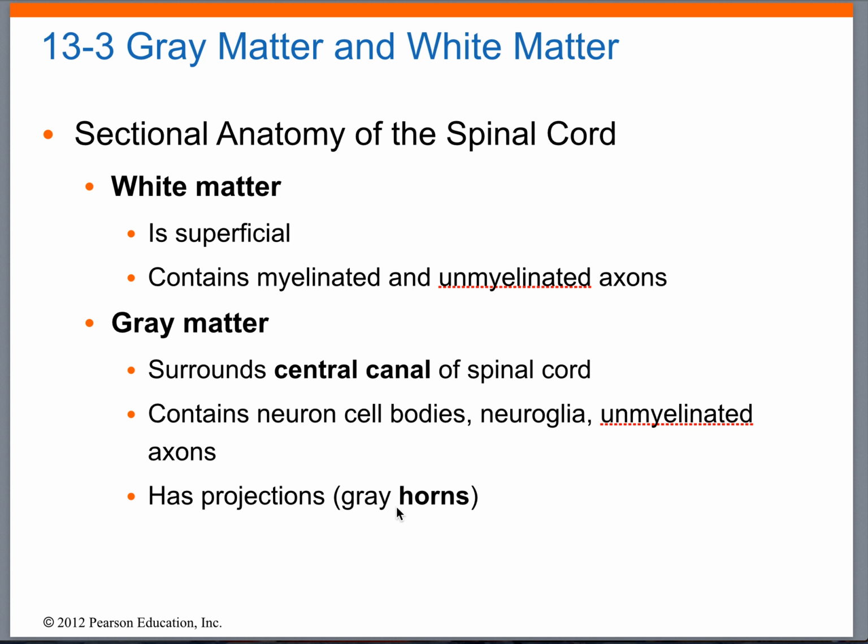A lot of times, the gray horns are going to have processing information with cell bodies, especially your nuclei, and the color that you see on an image is going to be gray for nuclei and white for tracks.